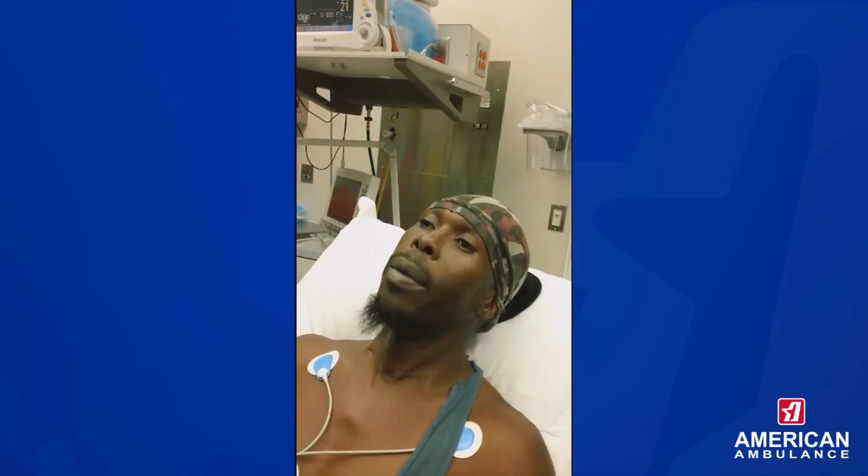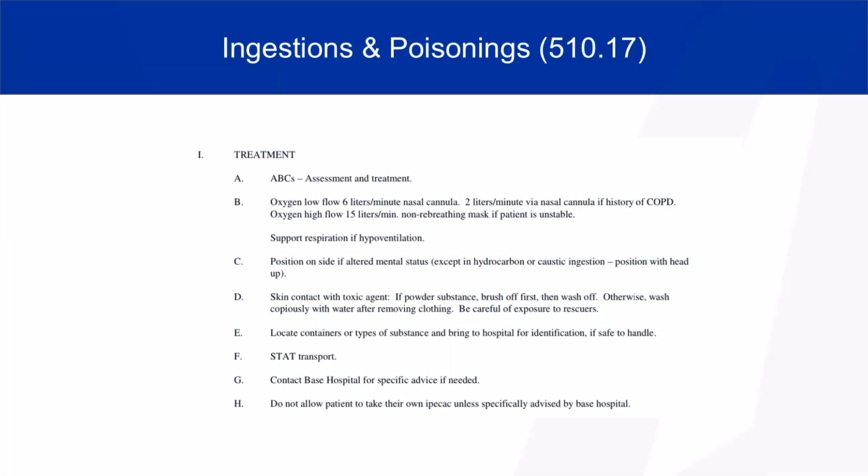Alright. I feel better. A review of the ingestions and poisoning BLS protocol. Start with ABCs and oxygen choices as appropriate for patient presentation. Position the patient on their side if they are altered, and locate any containers or any other substances that might indicate the reason for the patient's altered presentation.